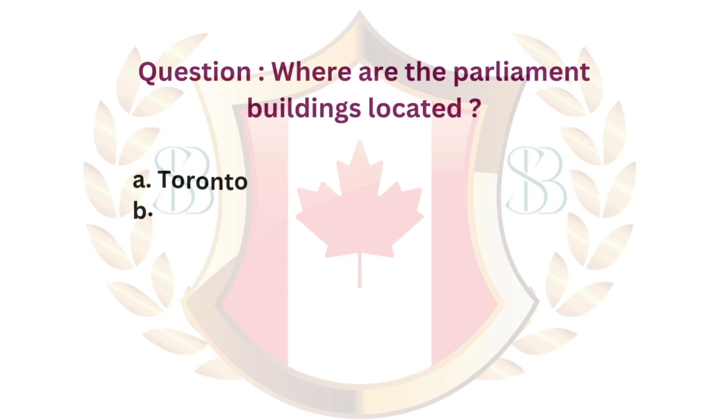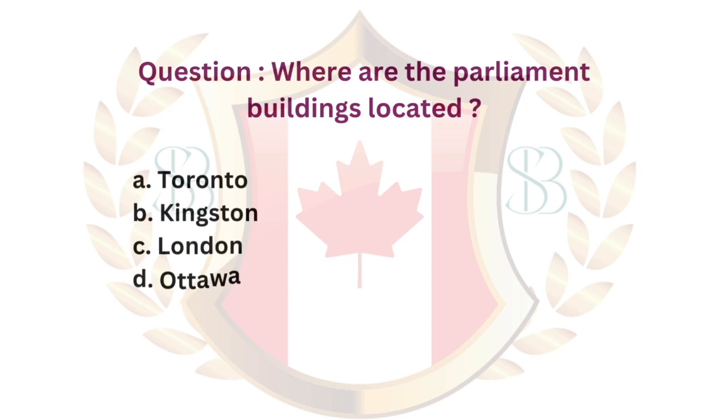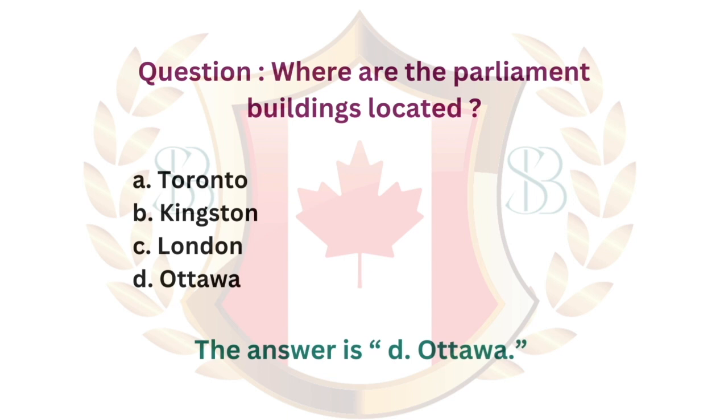Question. Where are the Parliament buildings located? A. Toronto. B. Kingston. C. London. D. Ottawa. The answer is D. Ottawa.